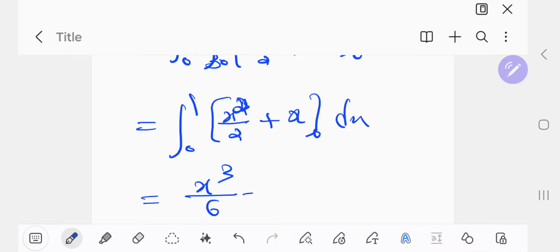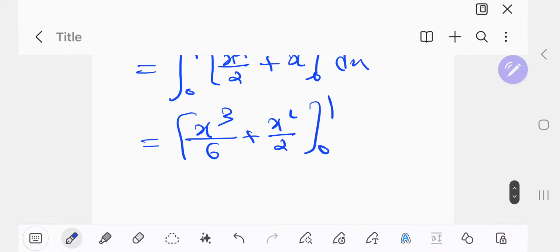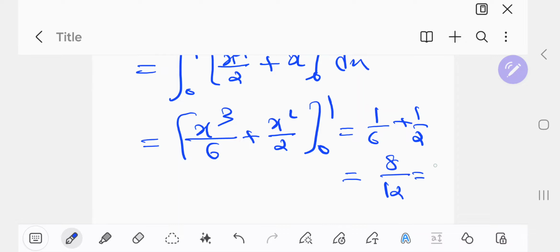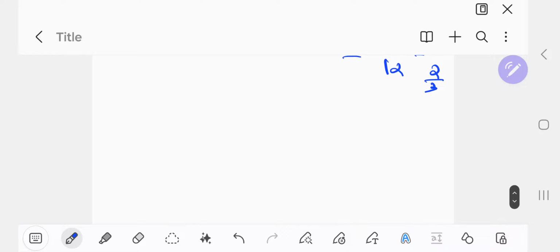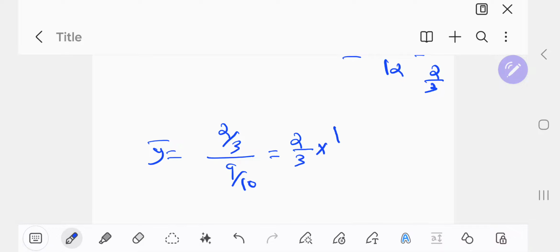x cube by 6 plus x square by 2, from 0 to 1, equal to 1 by 6 plus 1 by 2, equal to 8 by 12, 4 by 6, 2 by 3. Okay, so the corresponding y bar will be 2 by 3 upon 9 by 10, or 2 by 3 into 10 by 9. You can modify that. So you'll get x bar, y bar as the center of gravity.